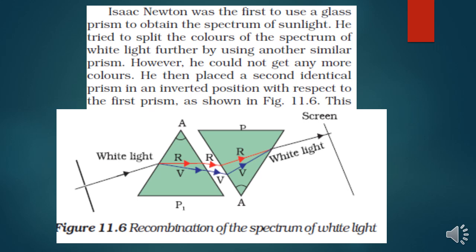Now after getting the spectrum of 7 colors, Newton tried to find out if two prisms are kept side by side, whether he would get more colors. From one white light, when he put one prism, he got a spectrum of 7 colors. Now he wanted to make that spectrum of 7 colors incident on another prism, and find out whether those 7 colors would split into 49 or not.